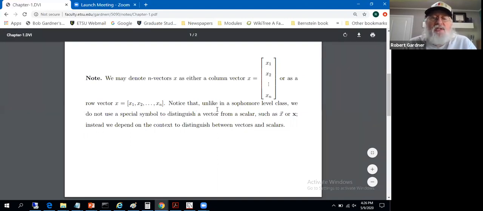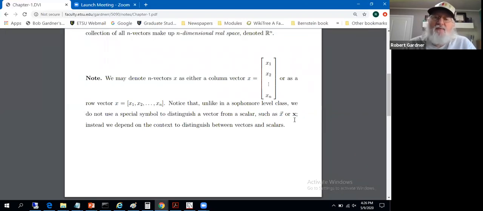We're not using special symbols. We just wrote vector x in both cases, so we're not using special symbols like putting a little arrow over the x, or using a boldface font. That's quite common in math and physics to use boldface fonts to represent vectors. We will depend on the context to distinguish between vectors and scalars.